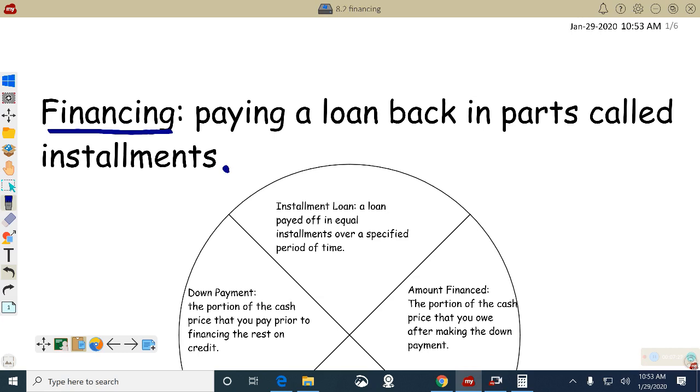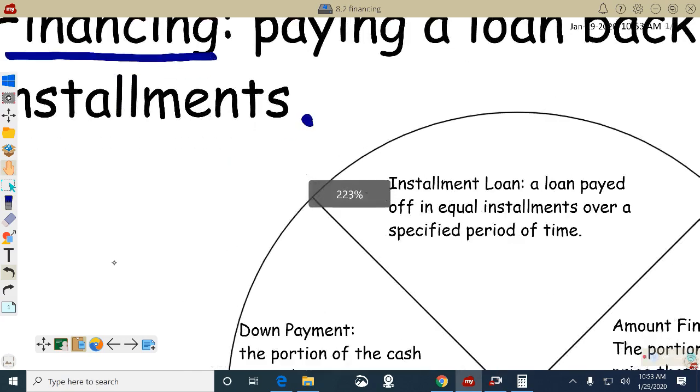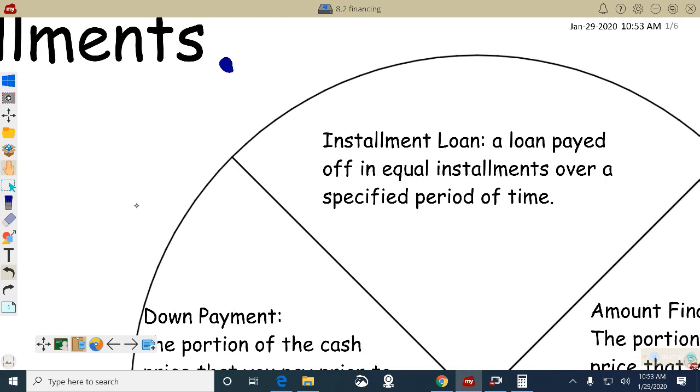And what are some ideas related to financing? Well, the first idea is installments. What is an installment? An installment loan. So go ahead and write this down. A loan paid off in equal installments over a specified period of time. Now the word installments just means parts. So that's an installment loan. I'm going to write that down.